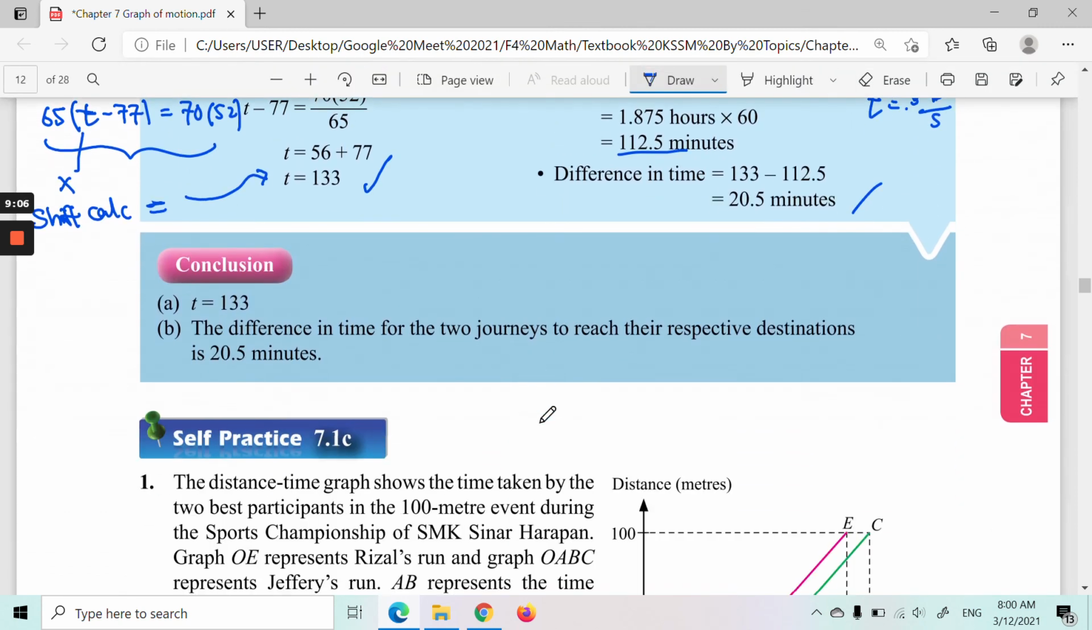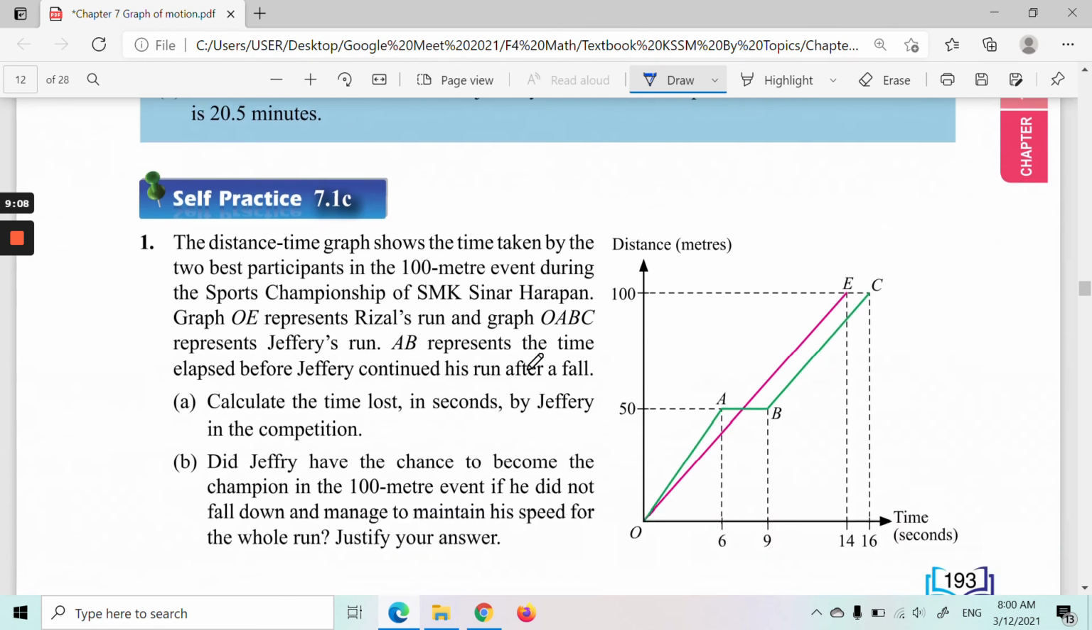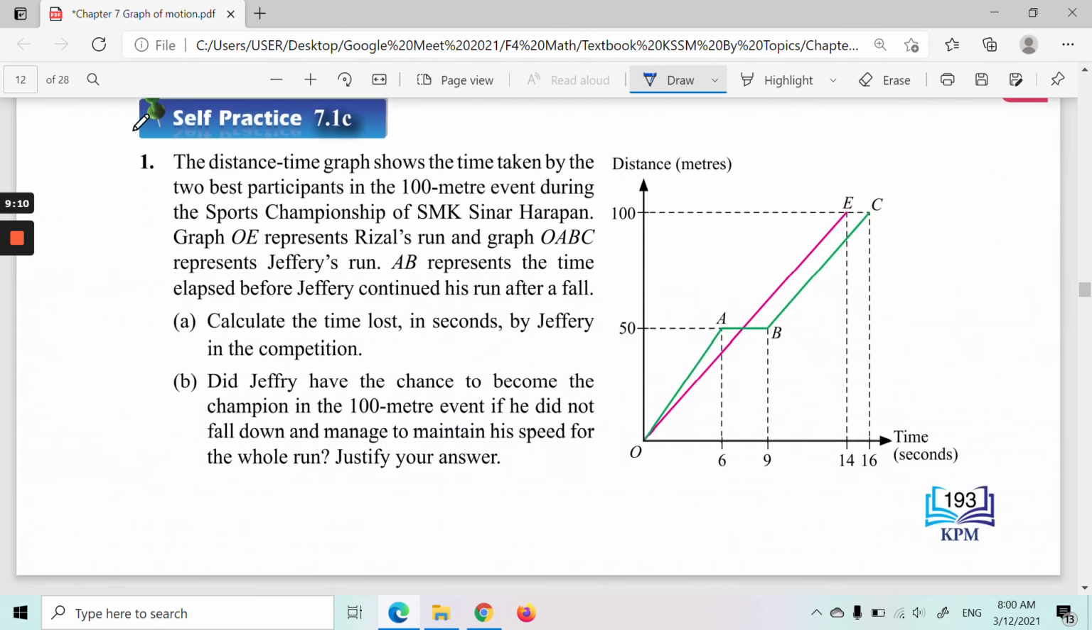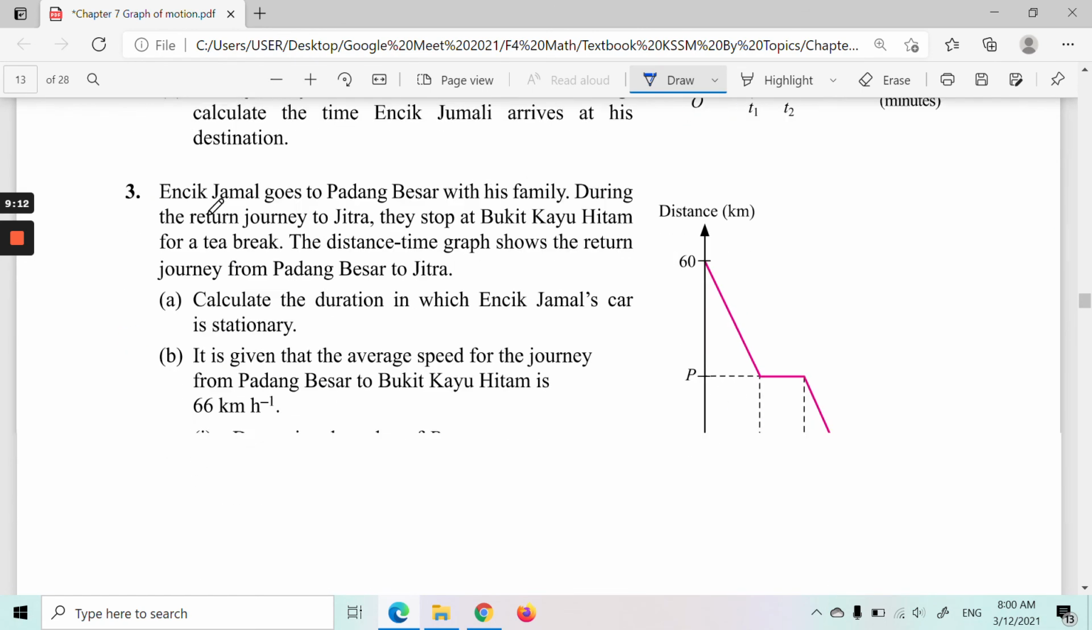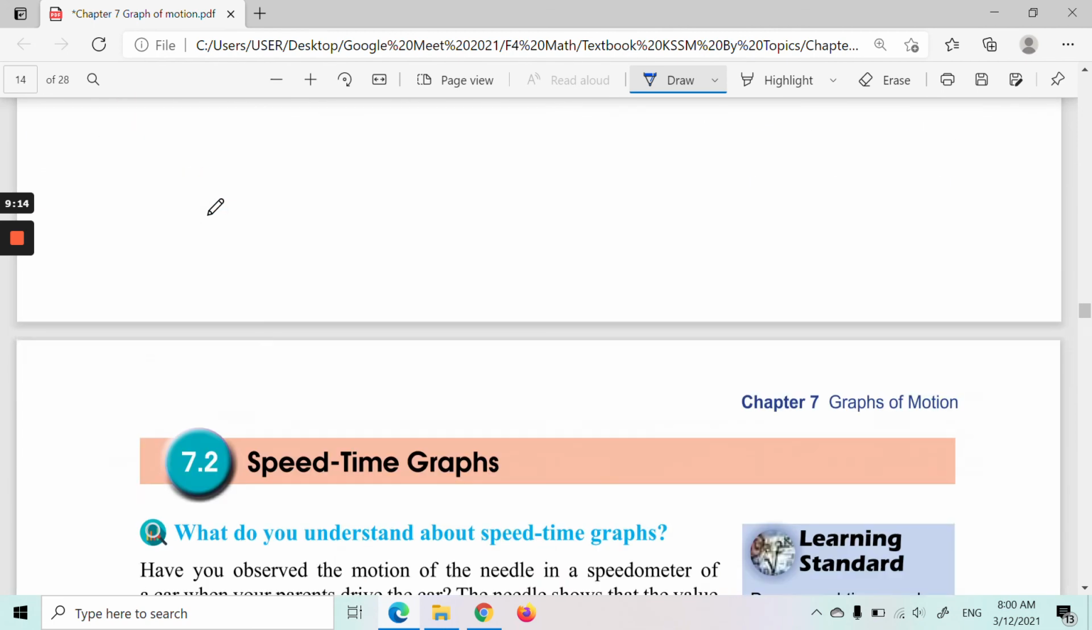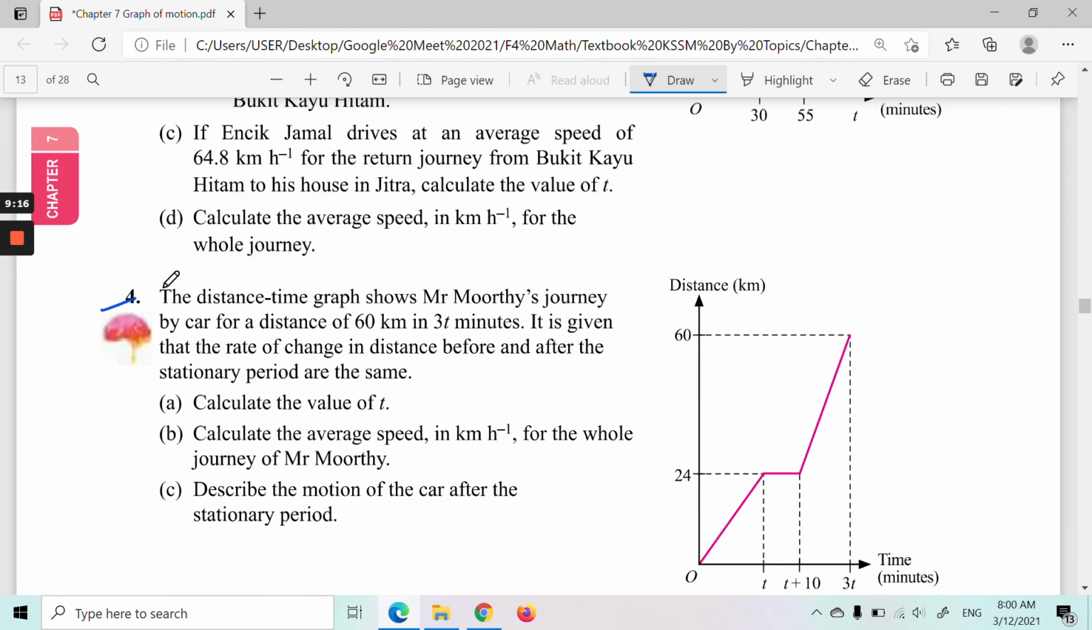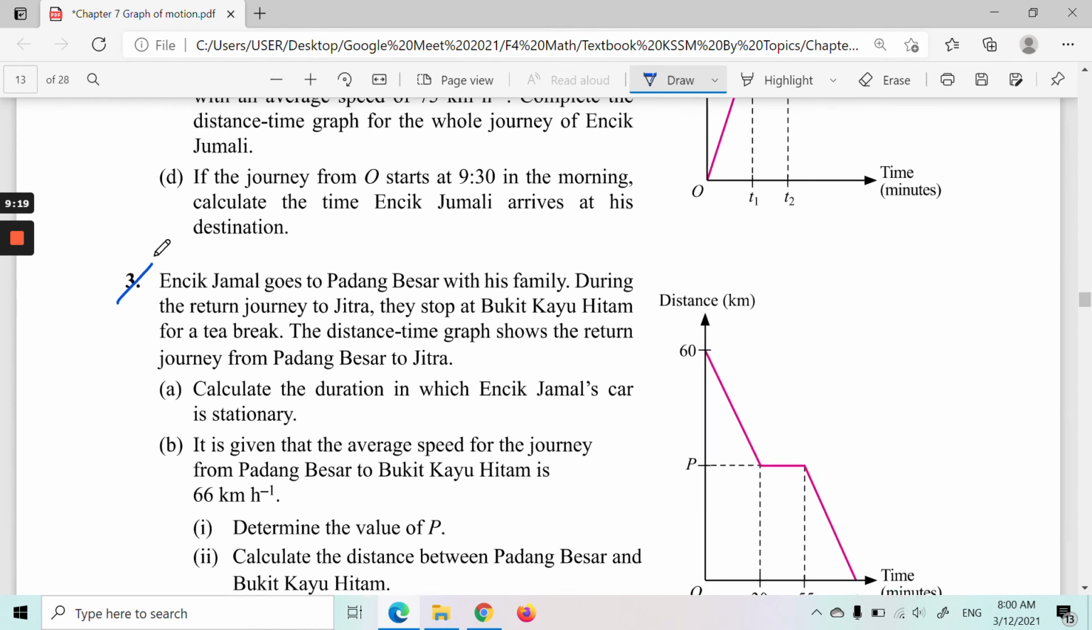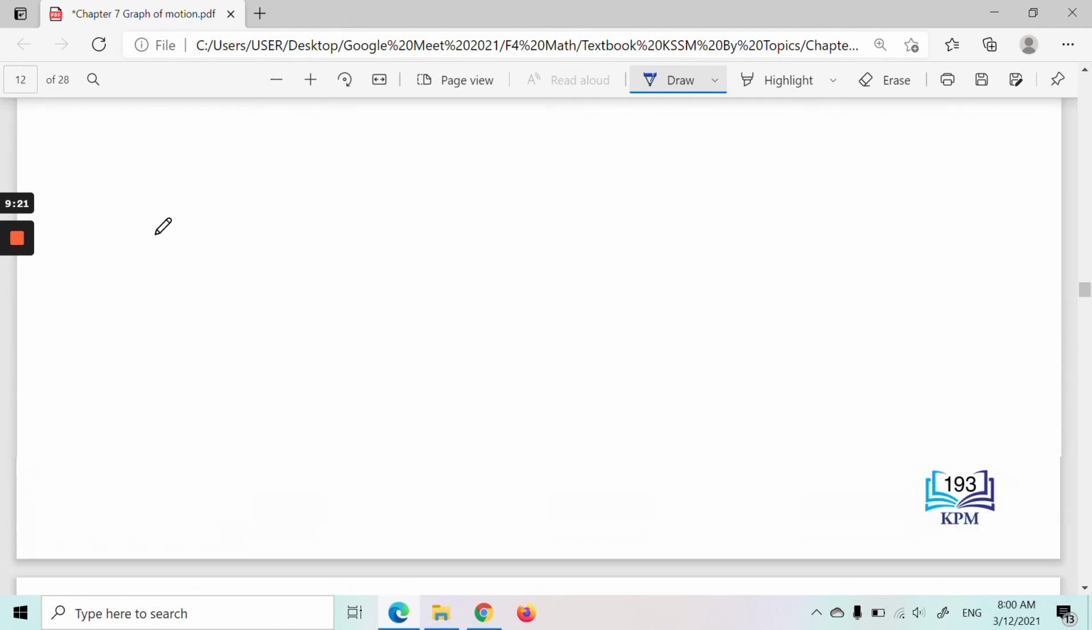So this is what you learned today, solving problems. So self practice 7.1c. How many questions do you have here? 4 questions. Okay, I want all of you to do all these questions as practice. Question 1, 2, 3, 4.